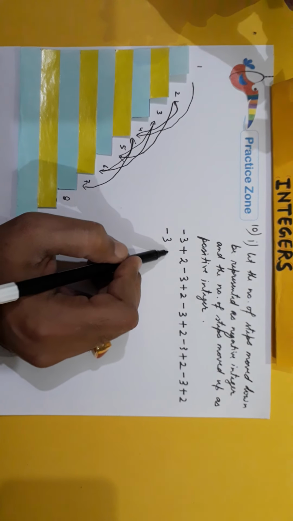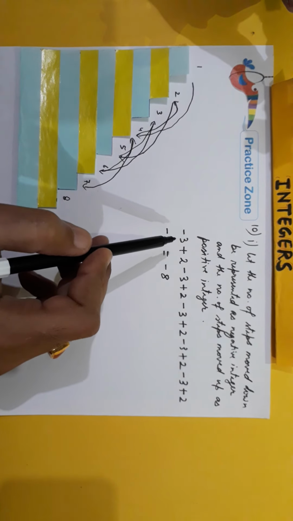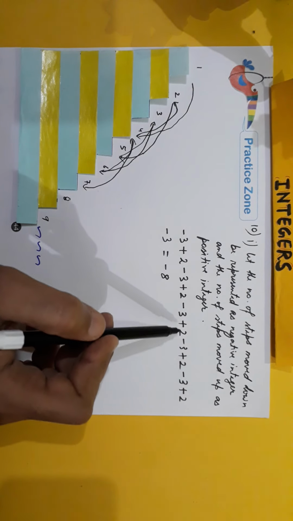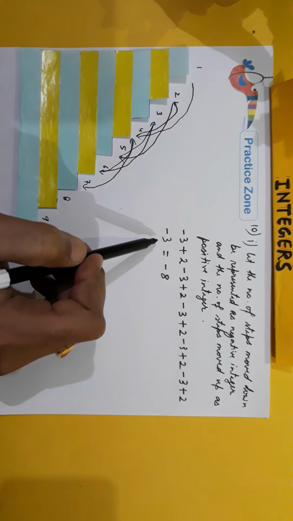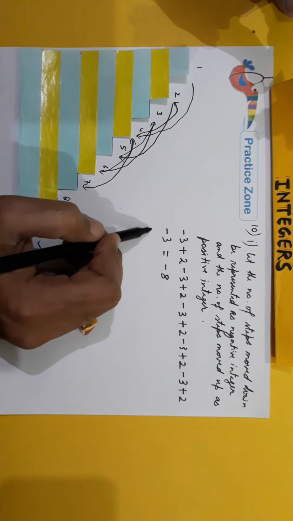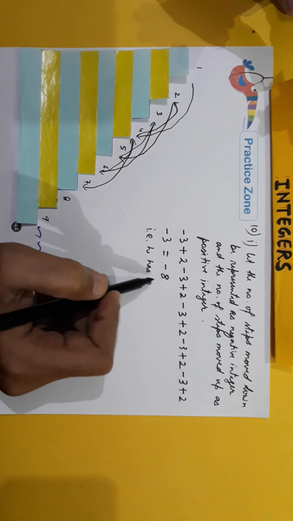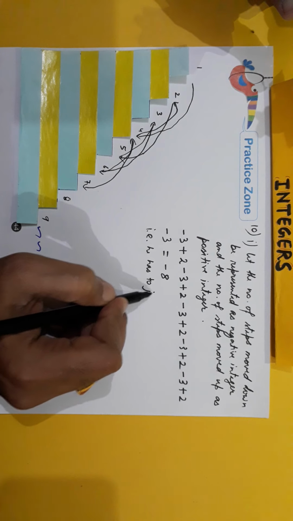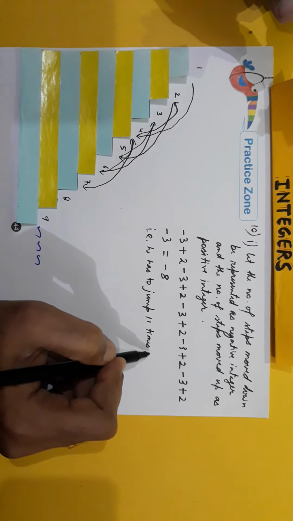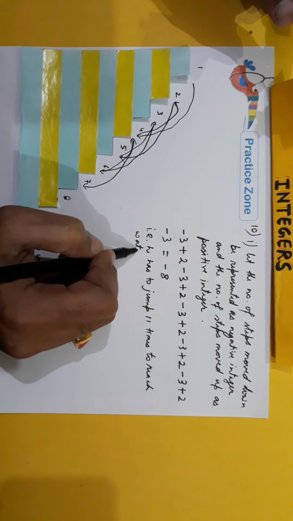Now let us see how many steps are included over here. If you observe, 1, 2, 3, 4, 5, 6, 7, 8, 9, 10, 11. So 11 steps are required, that is, he has to jump 11 times to reach water level.